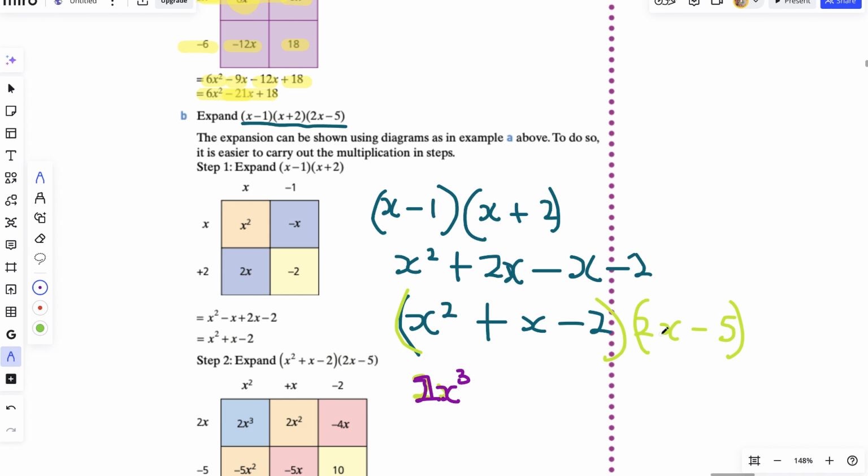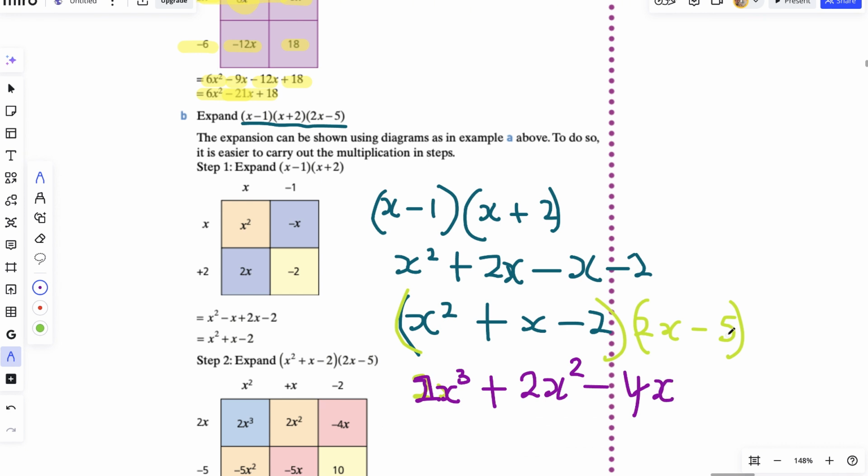Now we take this one to multiply this one. 2x times x, we get plus 2x squared. Is that okay? So we write that one down. And then we move to this one, the last, using this 2x to multiply this one. 2x multiplied by minus 2, we're going to get minus 4x. So we write that minus 4x down. Then we are done using 2x to multiply the entire first bracket.